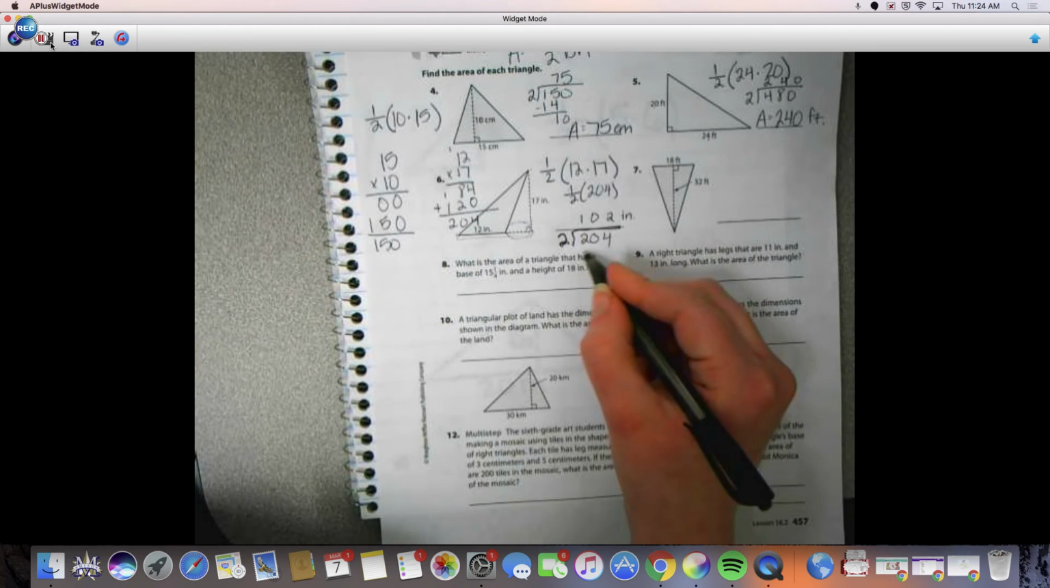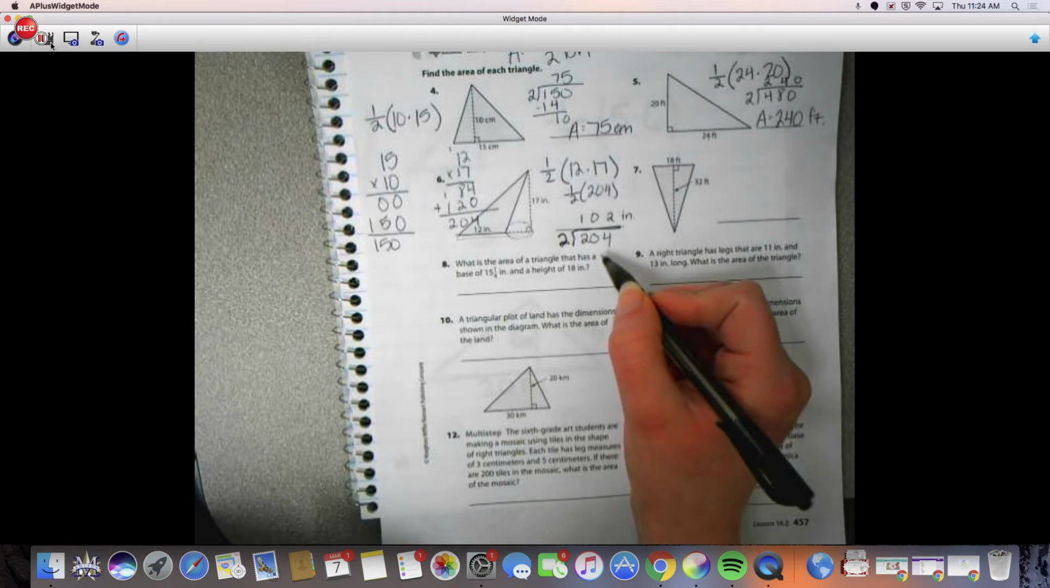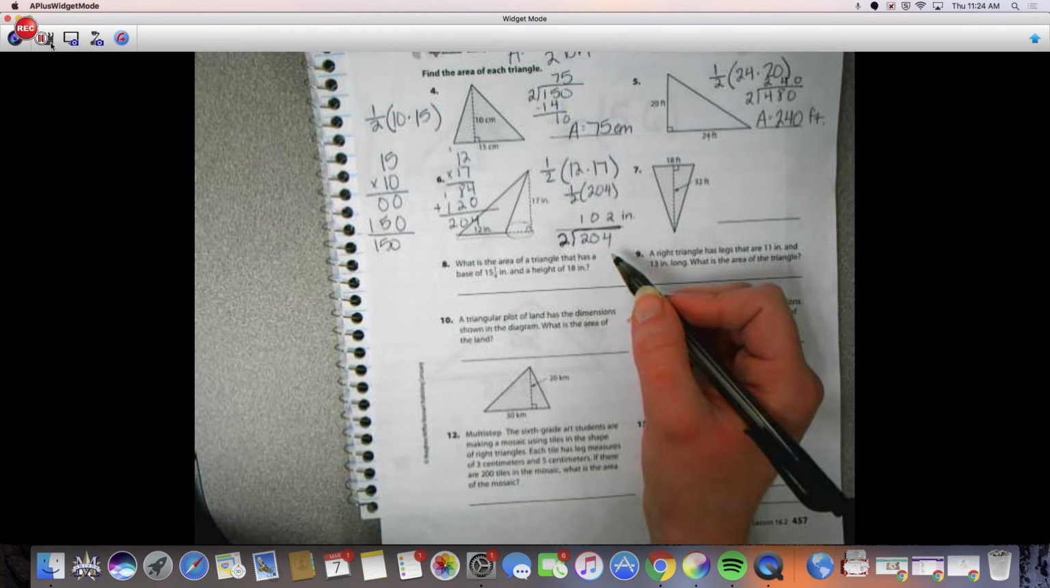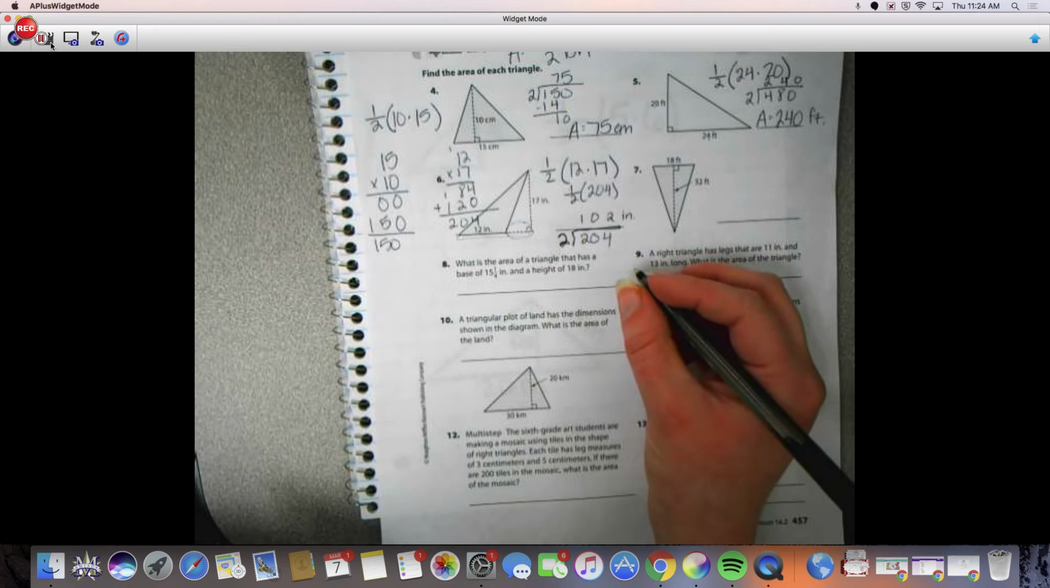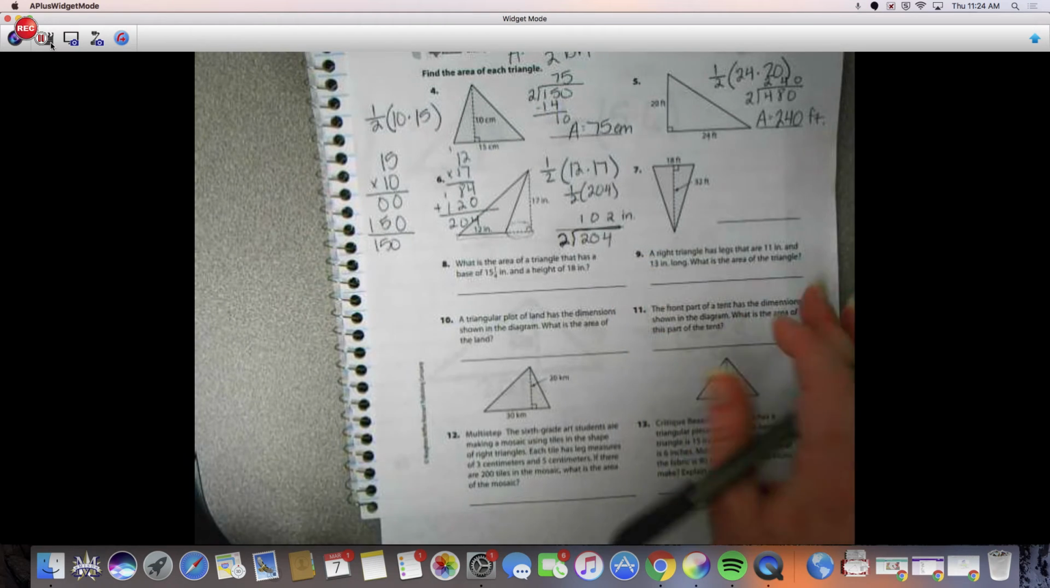Notice, guys, I'm not doing the whole subtraction, because if it goes in evenly, you don't need to. You really only have to do that when it's going to have a remainder. When it goes in even, we don't have to do any of that. Okay, number 7.